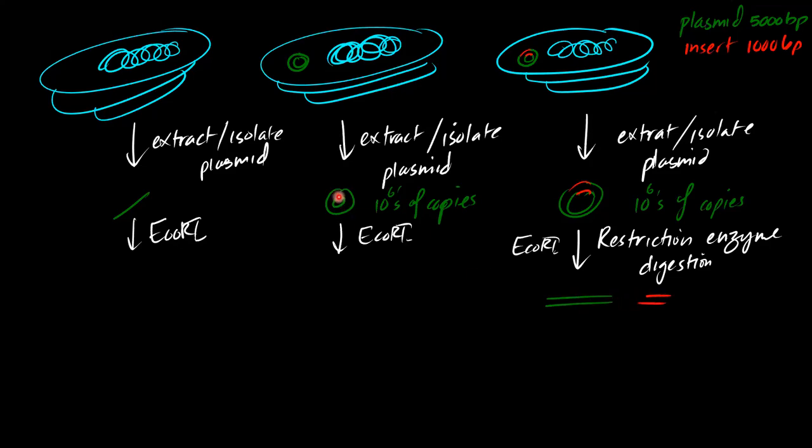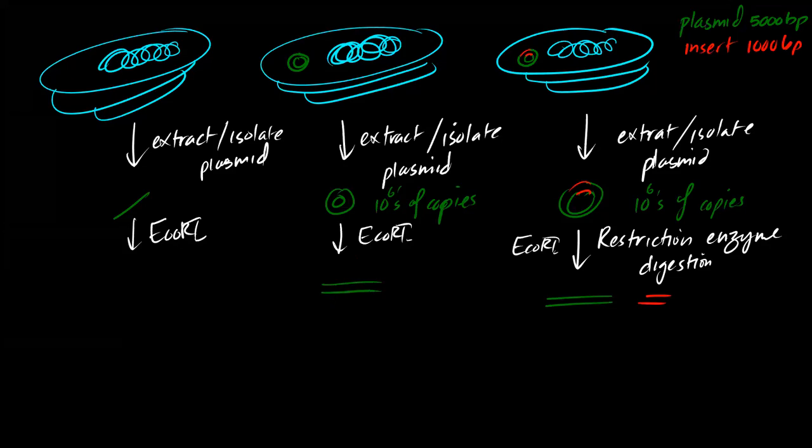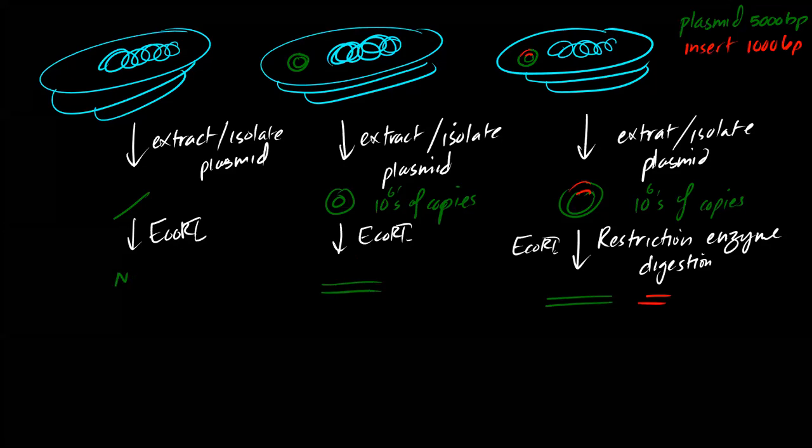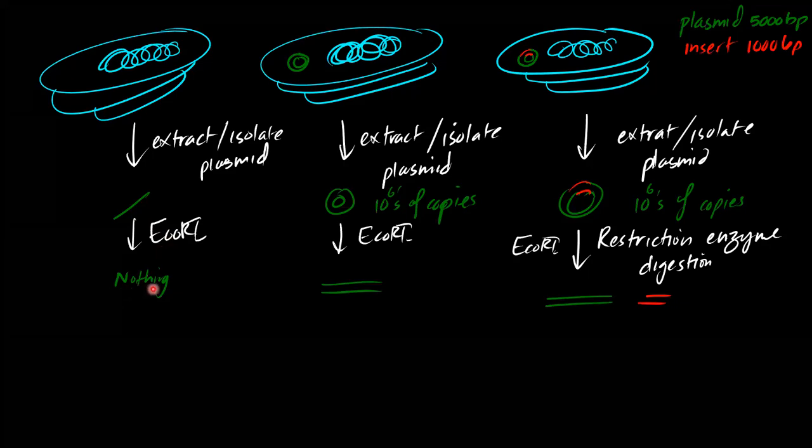What about here? If this is a self-ligating plasmid, if you cut it with EcoR1, how many fragments will we get? Only one. So the circular plasmid will become linear plasmid. And what about here? Nothing, because we have nothing. If you treat nothing with EcoR1, you will get nothing.